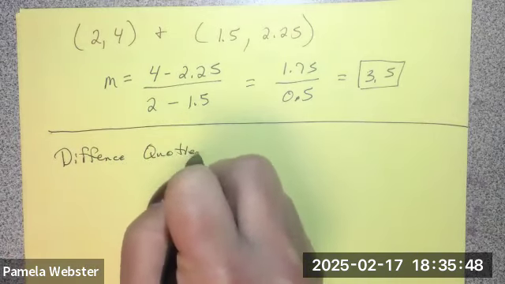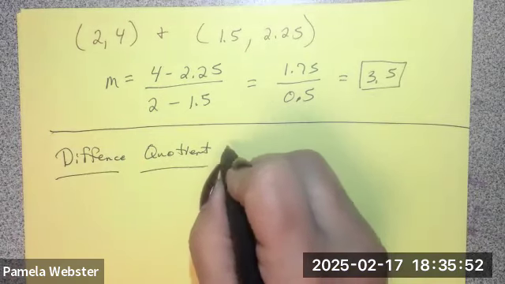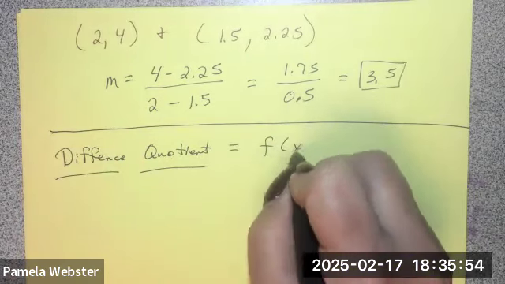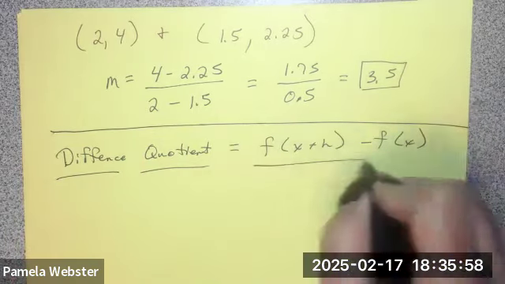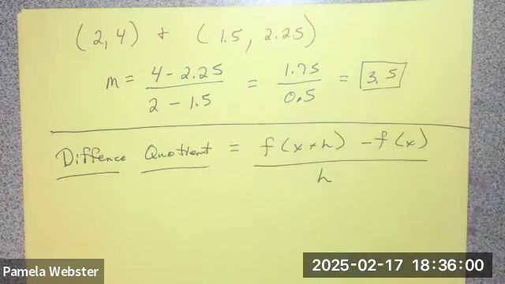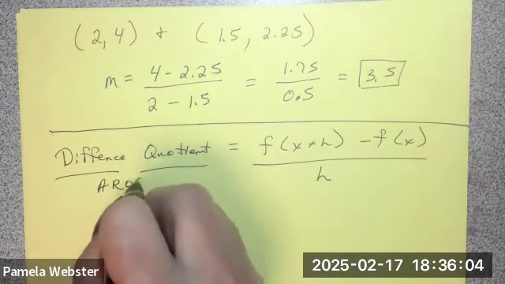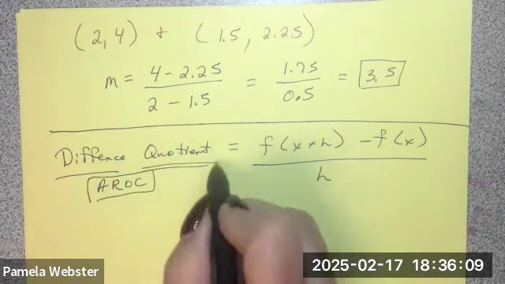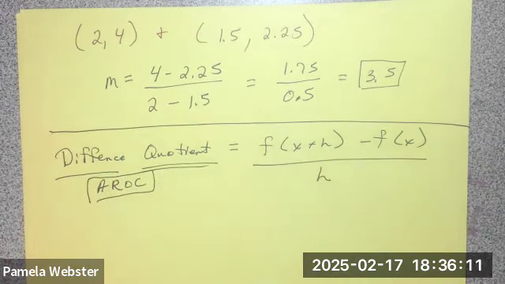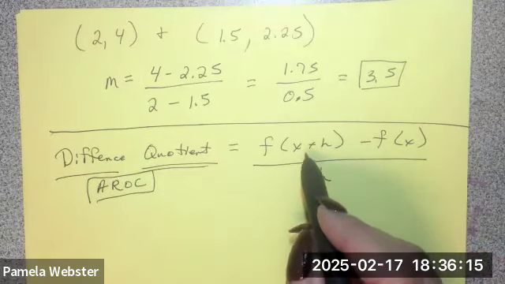Okay, if you don't remember, there were several steps that went into this, and it looked like find f of x plus h minus f of x divided by h. And if you don't remember, that's how we said we were going to find the average rate of change, or AROC, whenever we're looking at a graph that's not linear. Okay.